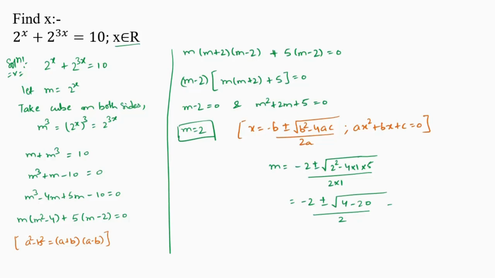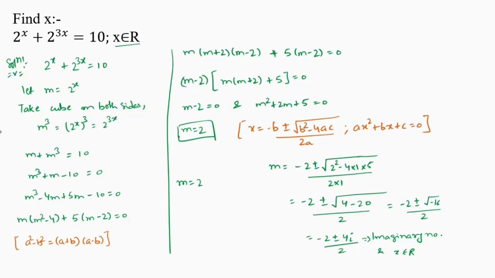divided by 2. On solving this we get minus 2 plus minus under root minus 16 divided by 2. On solving this we get minus 2 plus minus 4i divided by 2, which is an imaginary number, and we are given that x belongs to R, so we neglect this value and we get the final value of m, that is m equals 2.